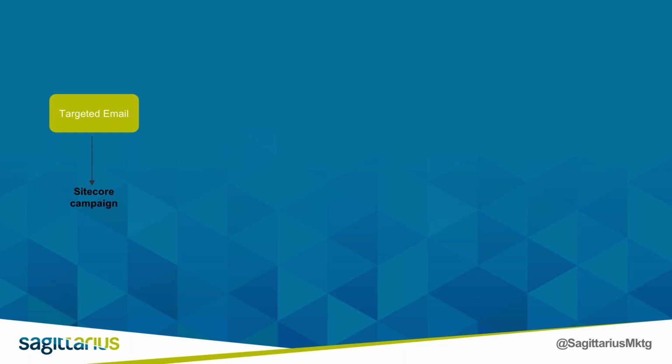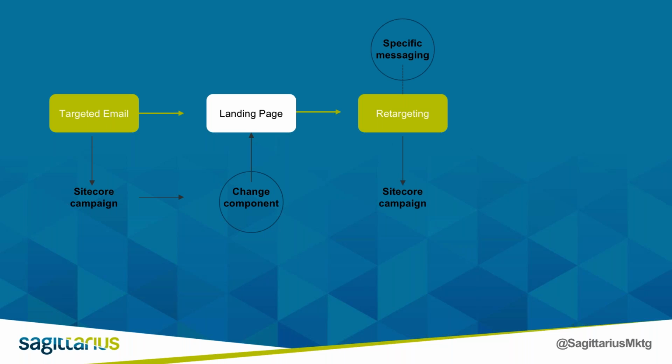So in this example, I'm going to say the user's been delivered a targeted email, and that has attributed a Sitecore campaign code. Okay, so the user lands on the landing page with that campaign code. That campaign code activates a component to change its messaging according to the campaign that they've come from. So that page is now highly relevant to what they're looking at. The user in this instance actually doesn't purchase or make a lead, and they leave your website, as lots of users do.